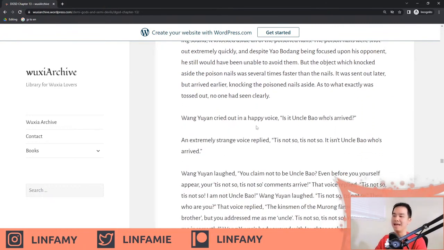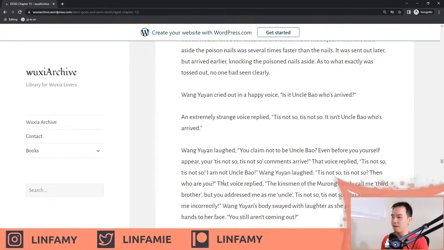Wang Yuyan cried out in a happy voice, "Is it Uncle Bao who's arrived?" An extremely strange voice replied. What does strange voice mean? "'Tis not so, 'tis not so. It isn't Uncle Bao who's arrived." Wang Yuyan laughed. "You claim to not be Uncle Bao. Even before you yourself appear, your 'tis not so comments arrive." That voice replied, "'Tis not so, 'tis not so. I am not Uncle Bao."